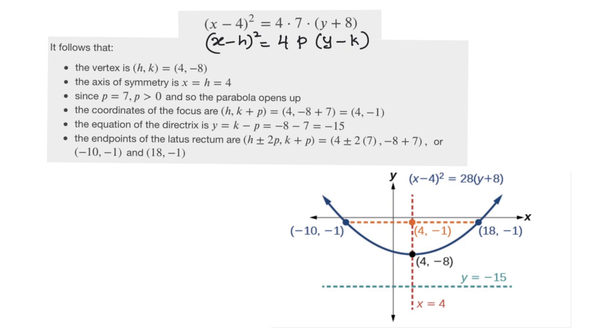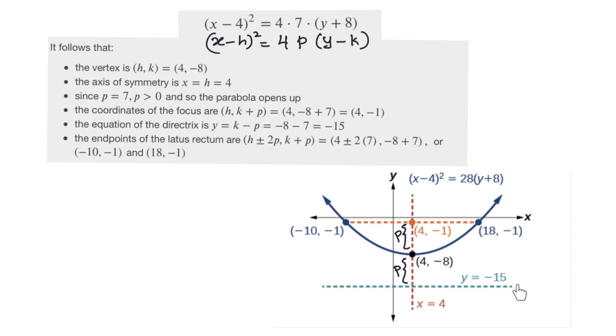the vertex first. So this is 0, 0. Measure 4 units right and 8 units down to get the vertex. Then you can measure p, which is 7 units. Measure 7 units up and 7 units down. If you measure 7 units up, you will get the focus. If you measure 7 units down, you will get the directrix.